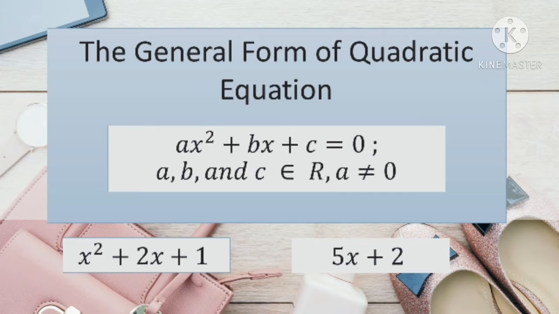Here are two examples of equations. Which is a quadratic equation? Yes, 5x plus 2 is not a quadratic equation because this equation has the highest power of 1, or we call it a linear equation. And x squared plus 2x plus 1 is a quadratic equation because, compared with the general form of a quadratic equation, this equation contains a variable raised to the power of 2, with a as 1, b as 2, and c as 1.